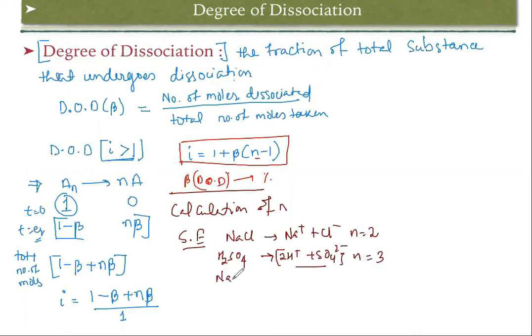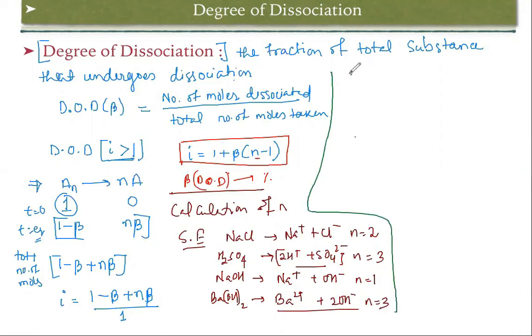Or take a base, NaOH. NaOH is also going to give Na+ and OH-. So here n is equal to 1. Ba(OH)2: you can say that Ba2+ is the cation and there are 2 OH-. So how many moles are created? Total 3. So n is equal to 3. So let's take some salt. For salt calculation, let us take Na2SO4. Similarly, we can say it will give 2Na+ and SO4 2-. So how many moles? This is 2 plus 1. So here n is equal to 3.